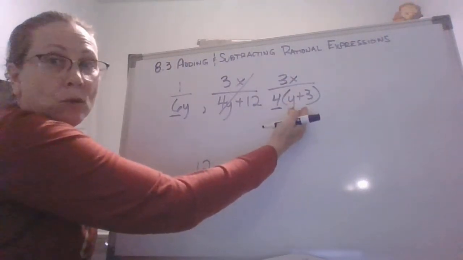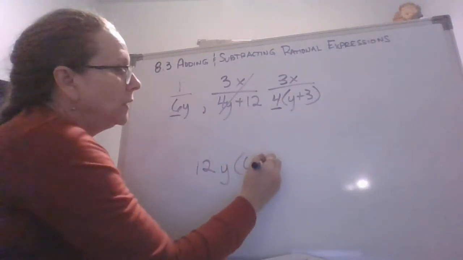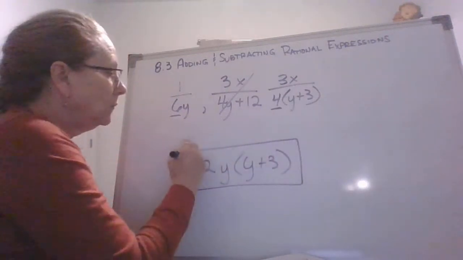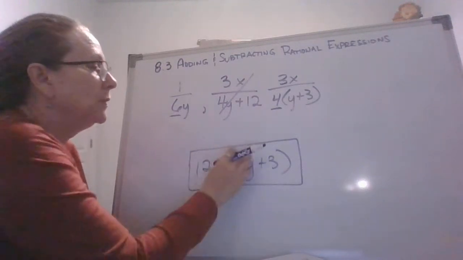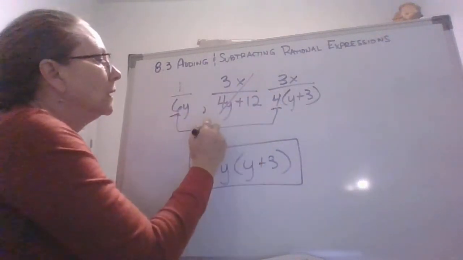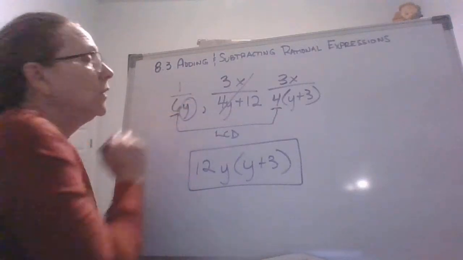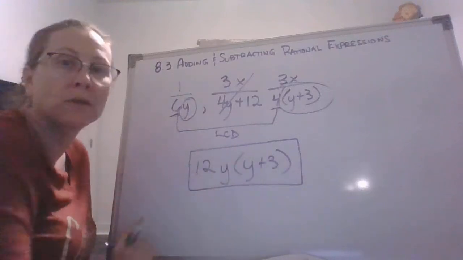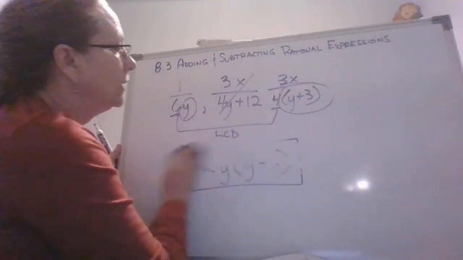And then any binomials that we have, one binomial, y plus 3. So there we go. This is our least common denominator, 12y times y plus 3. So the LCD of our two common numbers, and then our only variable and our only binomial. And we put all those factors together. That is our least common denominator. All right, let's look at another.